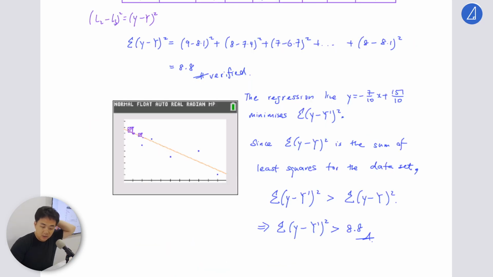I just add this sentence. The regression line minimizes this guy. Okay, so since this is the sum of least square for the data set, whatever line to the best fit would definitely be bigger than 8.8.